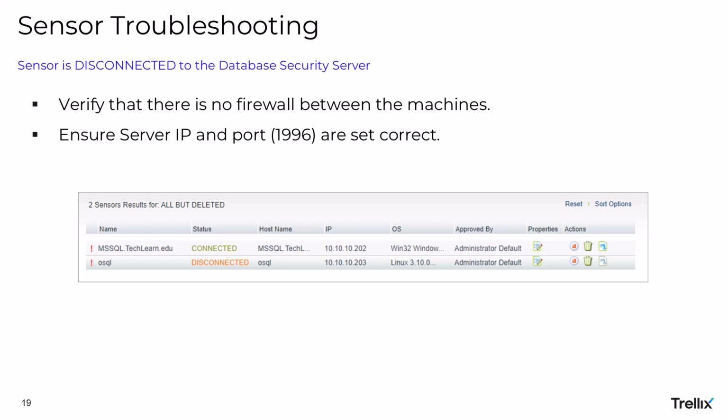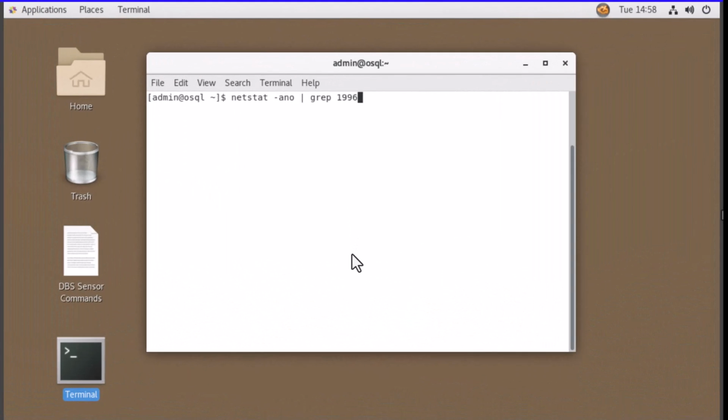When troubleshooting connectivity, it's best to always start with ensuring there is no firewall between the machines or that it is configured to allow the connection. Also, it is best practice to validate proper IP and port settings. Running the netstat command and looking for specific sensor ports can also validate connectivity with the database security server. Be sure to check the knowledge base in Trellix Thrive for more command line options.